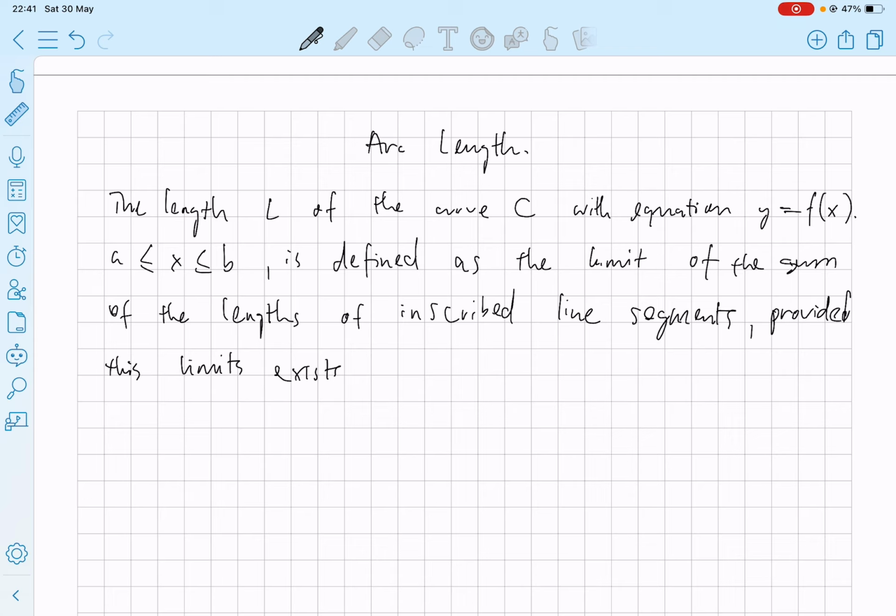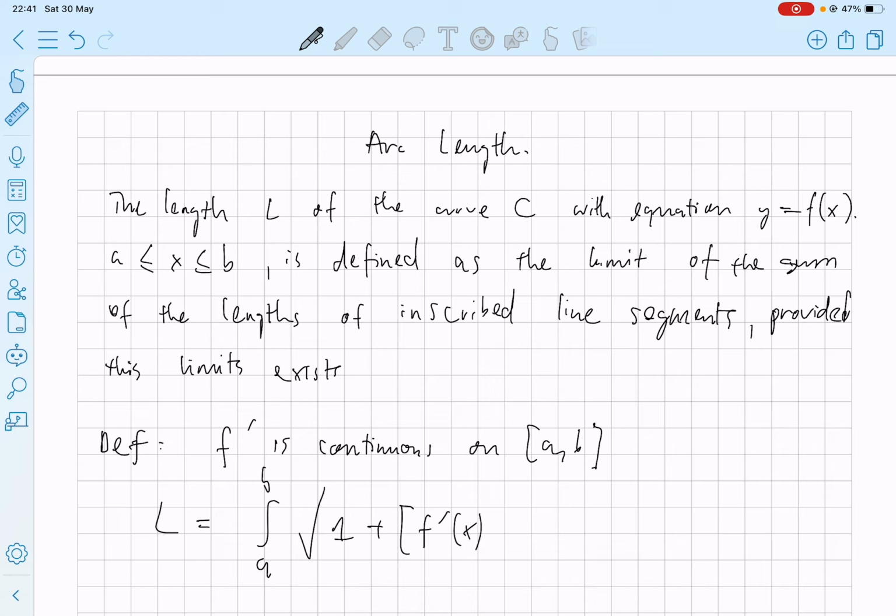So, definition: if f prime is continuous on a to b, then the length of the curve y equal to f of x, where x is bounded between a and b, is L equal to the integral from a to b of the square root of 1 plus f prime of x squared dx.